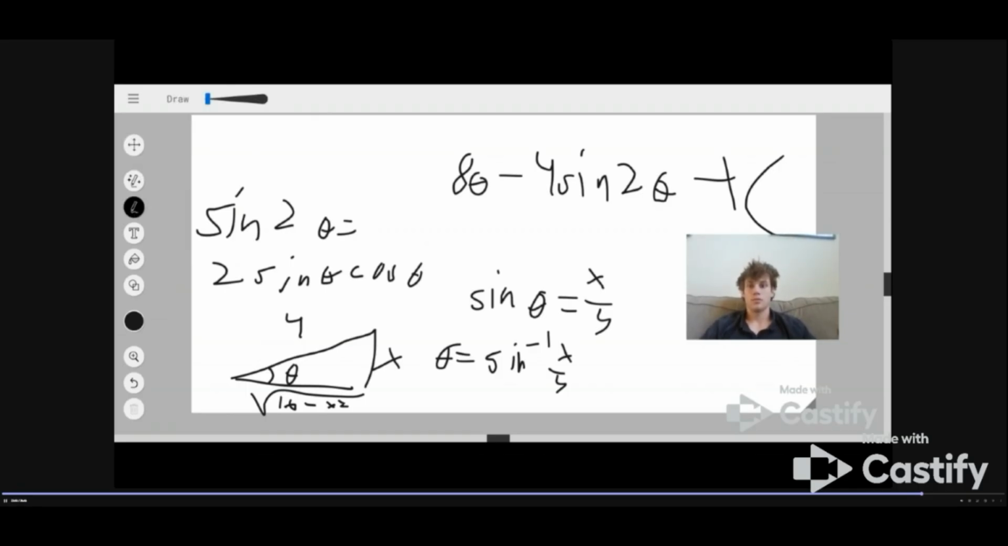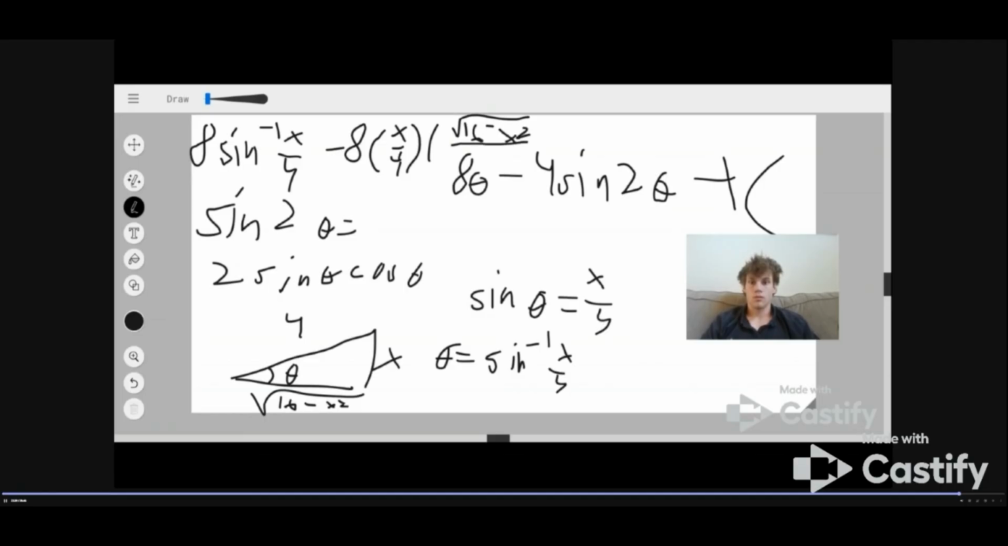Let's put it all together for the final answer. 8 theta, and theta is sine inverse x over 4. Cool. That part's done now in terms of x. Minus, so this is minus 4, but we also have a 2 here. So 4 times 2 is going to end up being 8. Sine theta is x over 4, and then our cosine is our adjacent that we saw over our hypotenuse: root 16 minus x squared over 4. Plus C. You can simplify this further. I'm not going to. That's your final answer in terms of x.